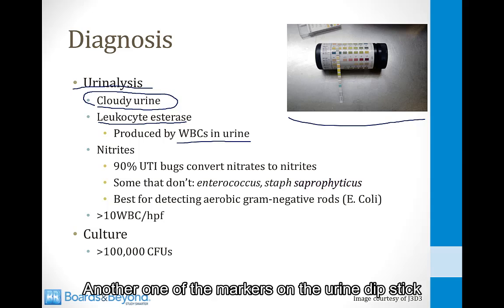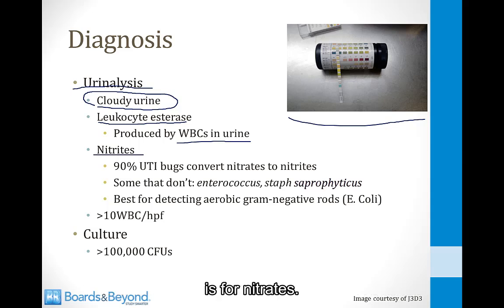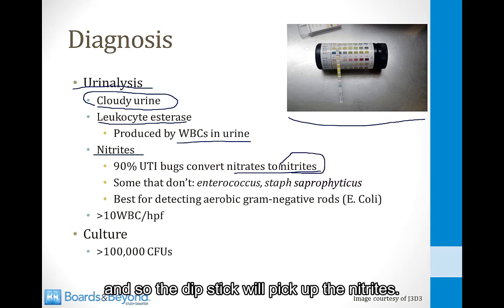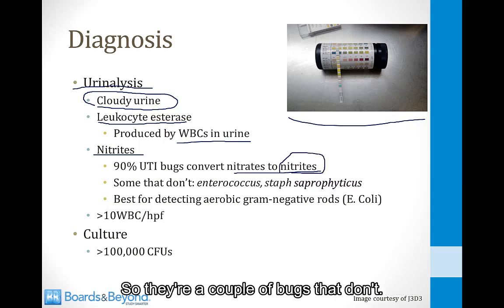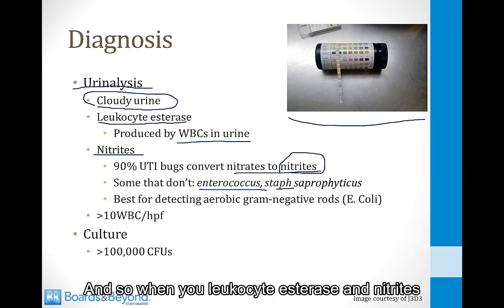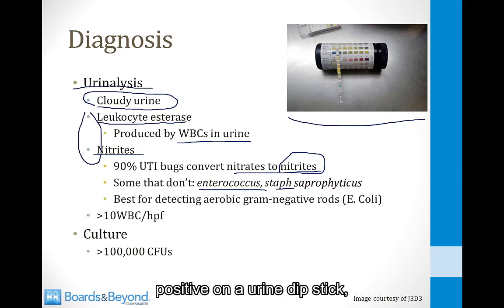Another one of the markers on the urine dipstick is for nitrates. So 90% of UTI bugs convert nitrates into nitrites, and so the dipstick will pick up the nitrites. There are a couple bugs that don't. Enterococcus doesn't, Staph saprophyticus doesn't, but E. coli, which is the most common bug, does. And so when you see leukocyte esterase and nitrites positive on a urine dipstick, that tells you you're highly likely to have a urinary tract infection with E. coli.